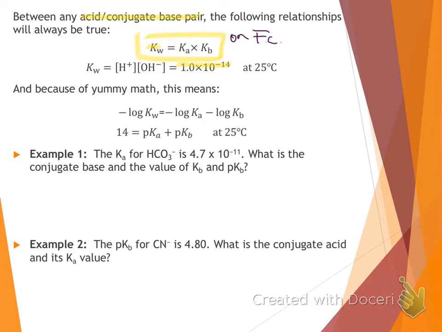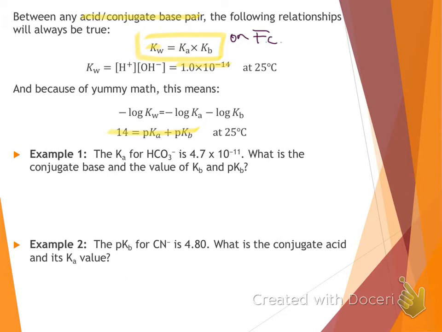So because of the way math and our log function works, taking the negative log of all those things in that KW equals KA times KB is going to give us this other similar relationship here where pKa plus pKb is equal to 14. So let's look at a few examples using these equations.